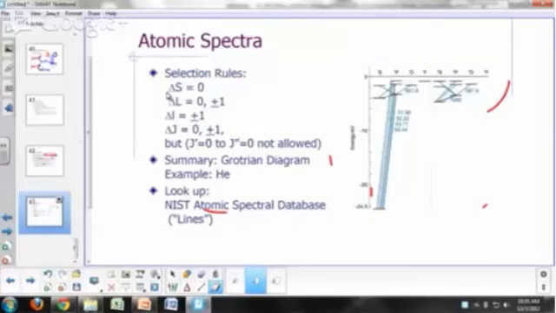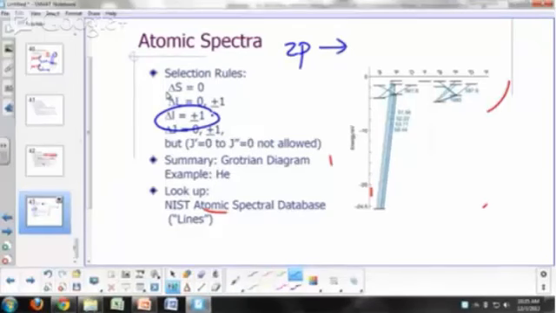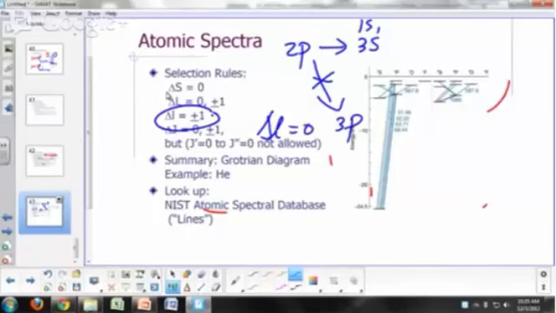And then, of course, we talk about delta l, small l. If you're starting from a 2p orbital, you can only end up either in an s orbital, like a 3s or a 4s or a 1s. But you cannot go to a 3p, because that would be delta l equals 0. P to P would not be allowed, and you cannot go to a 3d, because that would be delta l equals 2.